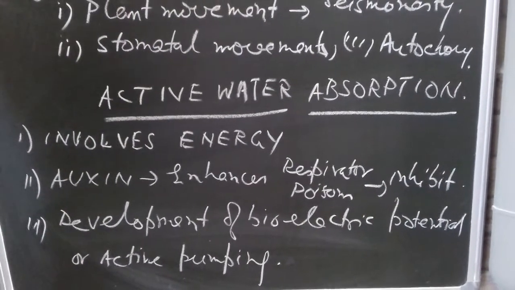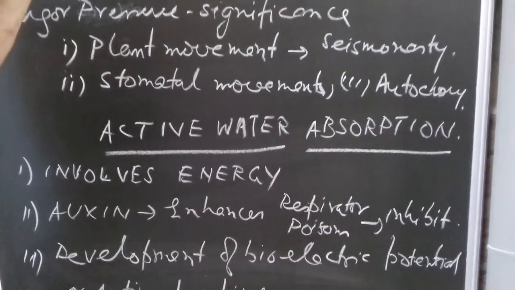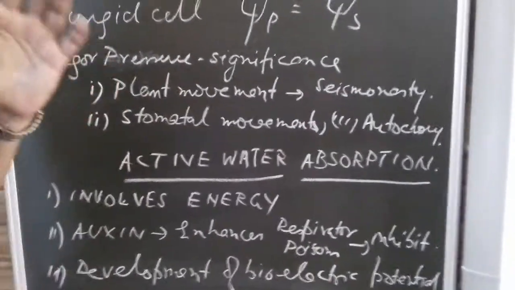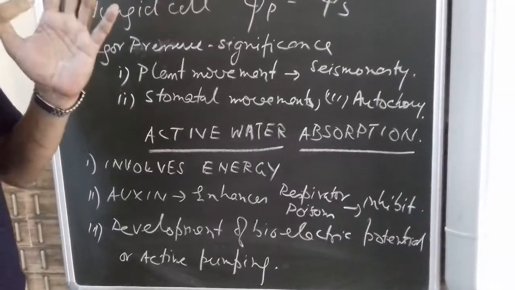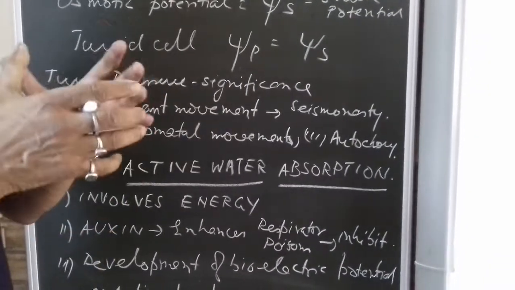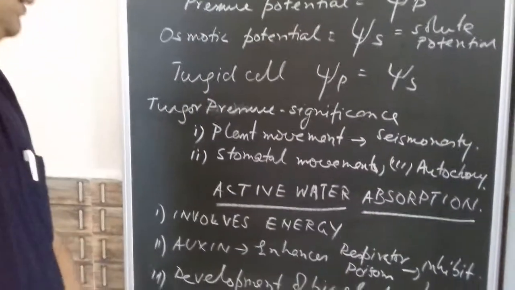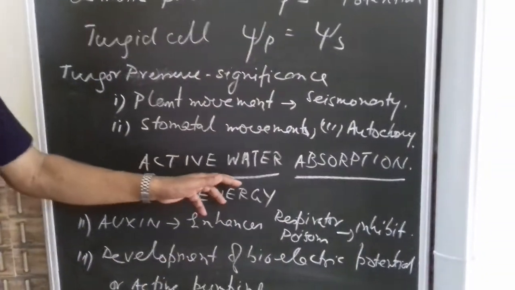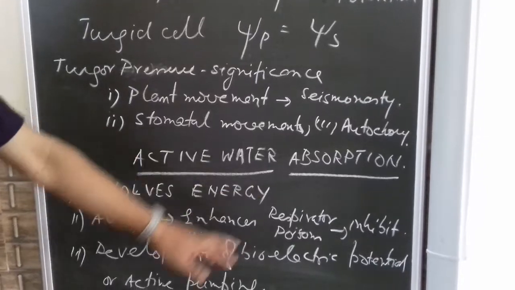Now turgidity also helps the plant cell in maintaining the pressure, and that is what you call mechanical strength in the plant. Now the next topic is active water absorption.